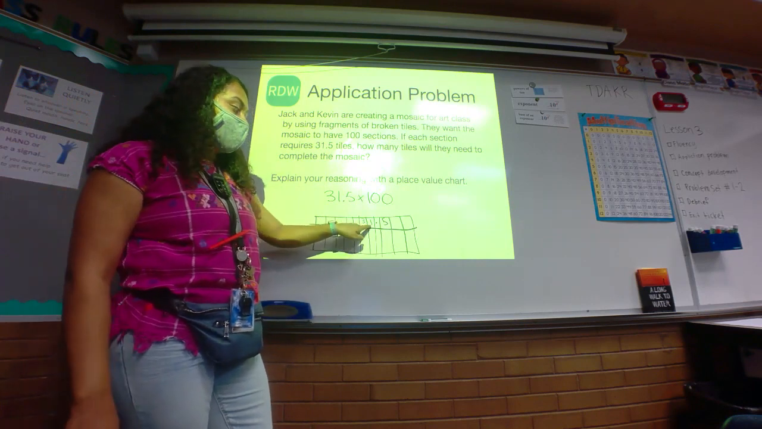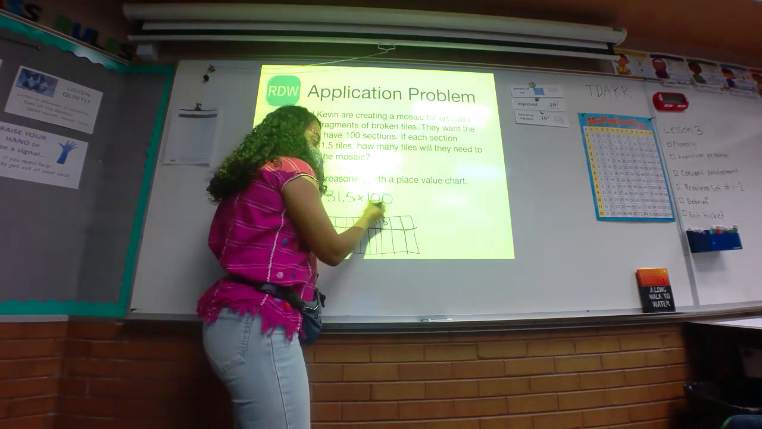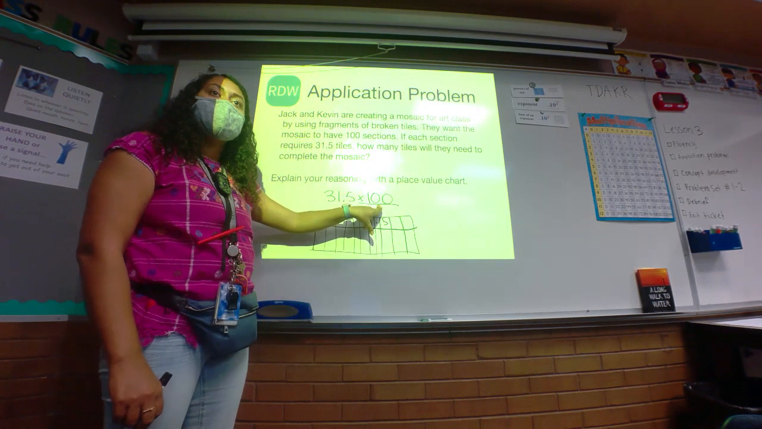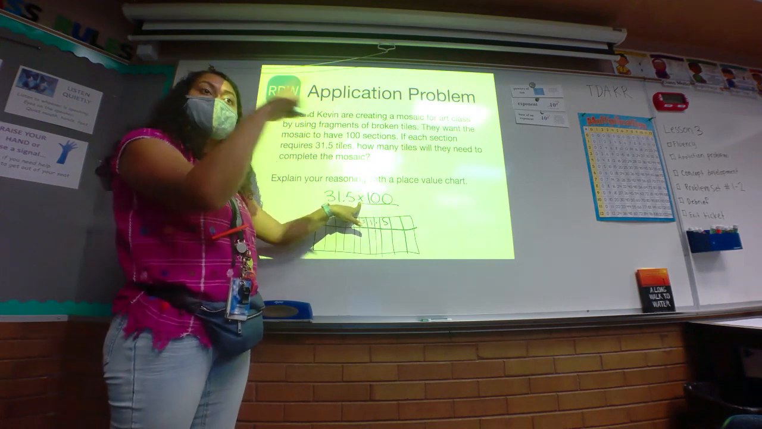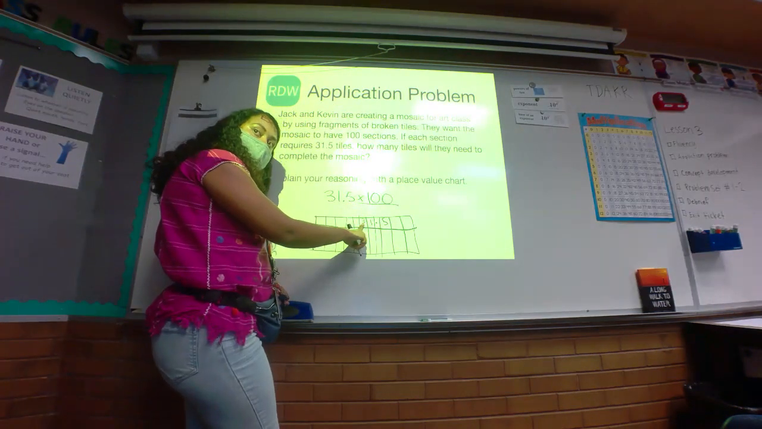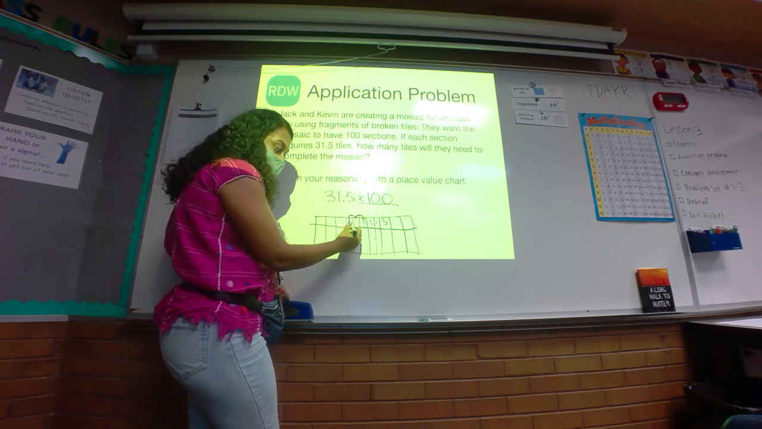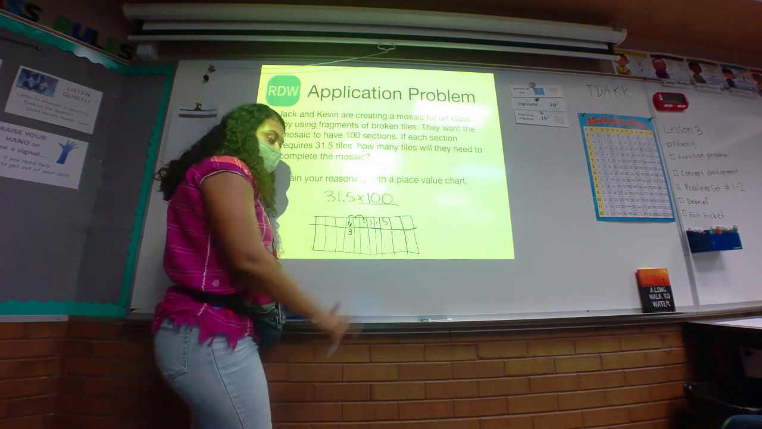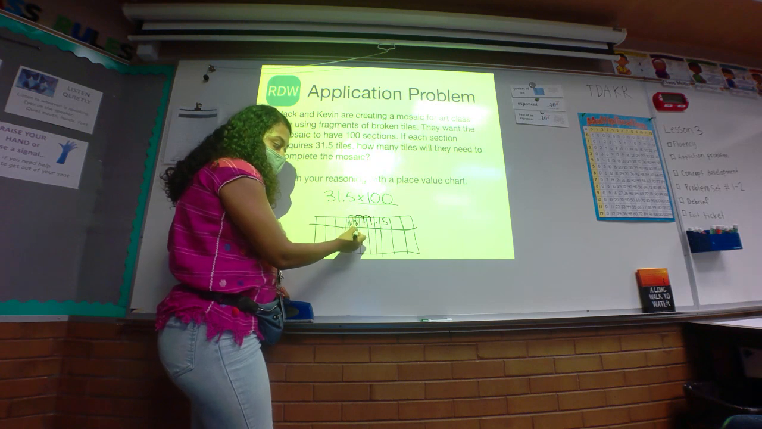Okay, so we have 31 and 5 tenths times 100, right? So we have 2 powers of 10, so that's 2 shifts. Which way, since we're multiplying? To the left or to the right? To the left. Beautiful. Okay, so I'm going to start on the left side. So the 3. 1, 2. Drop it down. Next, the 1. 1, 2, drop it down.